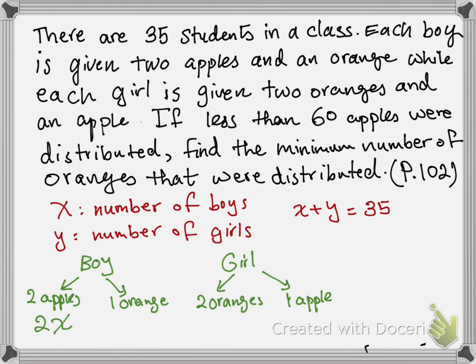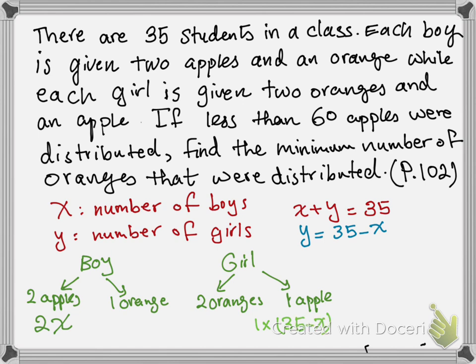And how many apples are given to girls? Each girl got 1 apple. So the number of girls in terms of X can be written as, Y is the number of girls, so I can write Y equals 35 minus X. So the girls got 1 apple each. So how many girls do we have? We have 35 minus X girls. So 1 times 35 minus X.